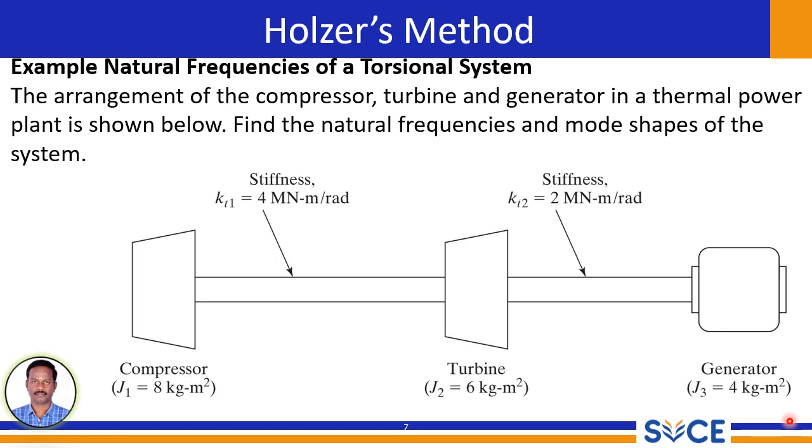In the same way, the shafts are given with torsional stiffness K1 of 4 MN·m/rad between the compressor and turbine, and 2 MN·m/rad between the turbine and the generator. So our task is to use the Holzer method to determine the natural frequencies and the corresponding mode shapes of this torsional system.